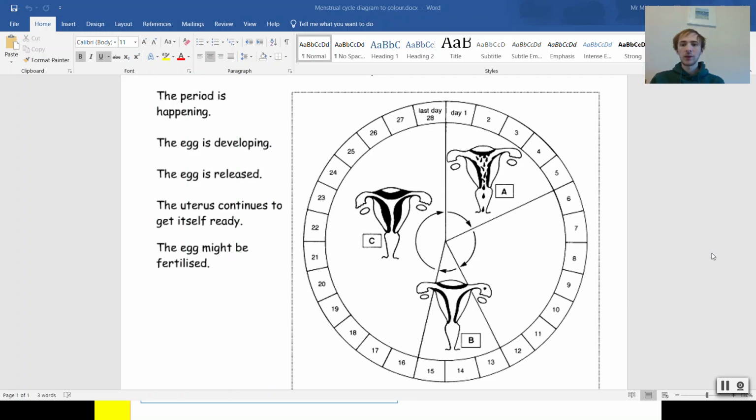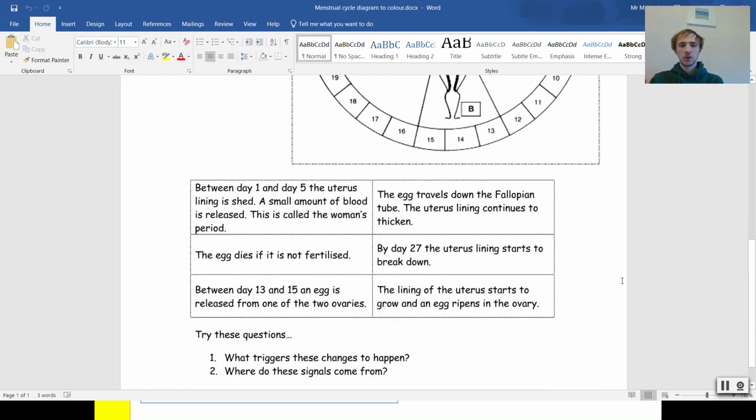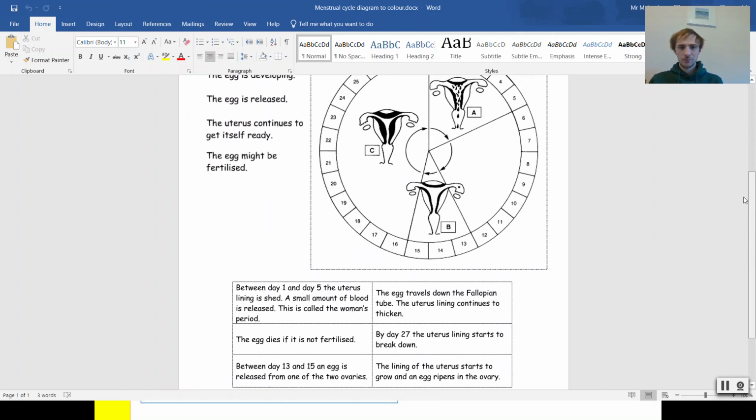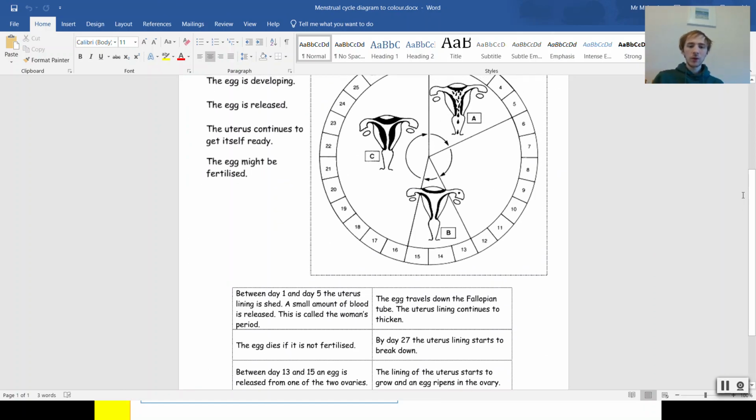And there were some statements to add to your drawing. Down here. Zoom out, let's get the screen. There we are. So between day 1 and 5, we do that between day 1 and 5. And similarly by day 7 and between day 13 and 15. But okay, so the lining is shed. A small amount of blood is released because it's the period. Fine. The egg is not fertilized. Depends on what day you decide, it'll be around 16 or 17. Between day 13 and 15, the egg is released from one of the ovaries. I'll mark that between day 13 and 15.